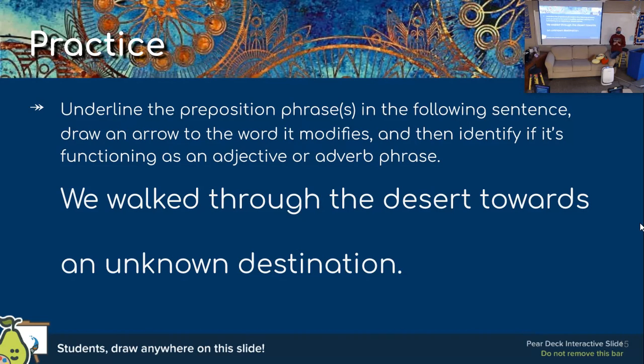Now we just have to figure out, okay, what are they modifying? So let's start with through the desert. What word is through the desert modifying? Maddie Honerman. Walked. Now, Maddie, if it's modifying walked, is it an adjective or an adverb phrase? Adverb. And it's answering one of those adverb questions. It's answering where we walked. We walked through the desert. All right, how about the second one?